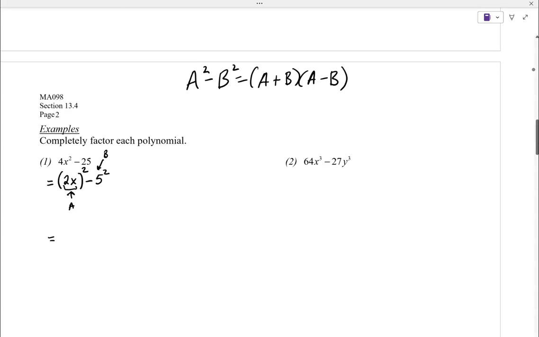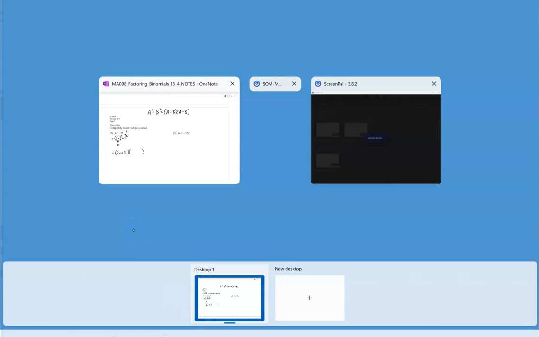Okay? So using the formula, if I have a squared minus b squared, we'll do it as a plus b and a minus b. Well, the 2x is playing the role of the a, and the 5 is playing the role of b. So we get 2x plus 5. What's the other factor then? 2x minus 5. Good.